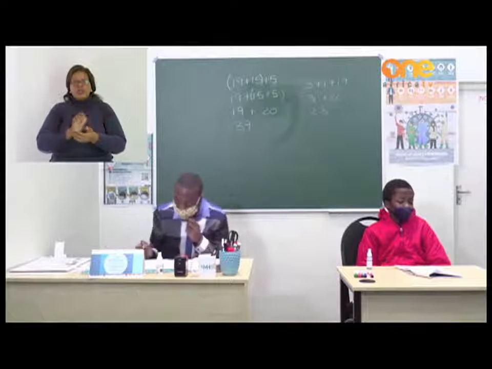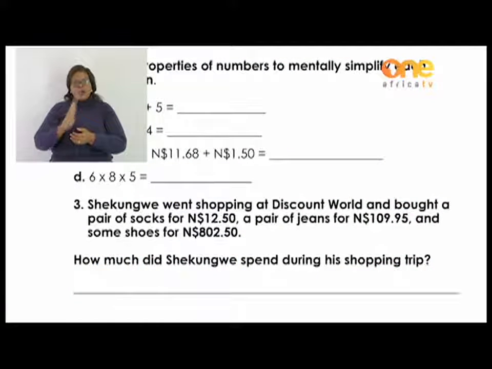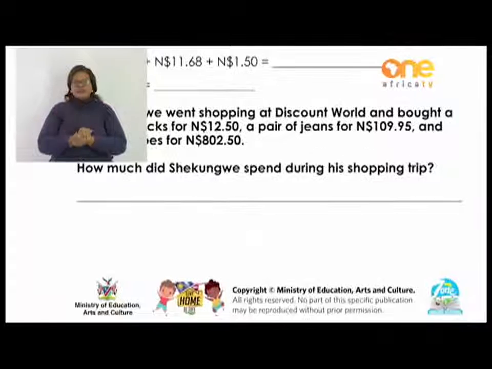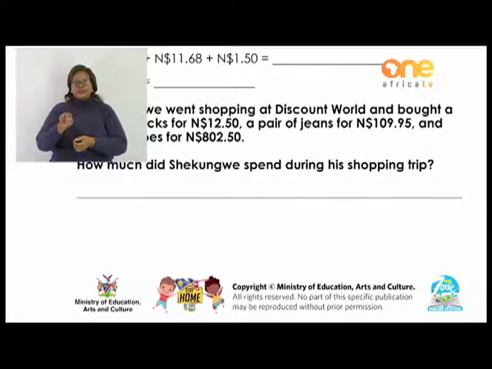So on your own, I want you to do B, C, and D. Now, number 3 says: Kwengwe, when shopping at Discount World, bought a pair of socks for $12.50, a pair of jeans for $109.95, and some shoes for $802.50. How much did Kwengwe spend during his shopping trip?